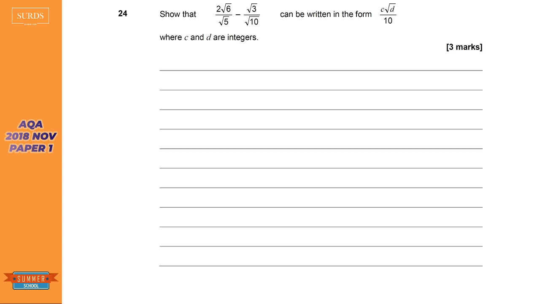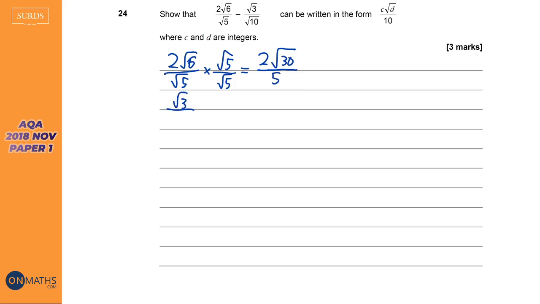So what I'm going to do is just rationalise the denominator on both of these, just like we did in the last question. So I'm going to times this by root 5 over root 5. That gives us, what, 2 root 30 over 5. I'm going to do the same with the other one. I'm just showing this separately, just so it's nice and clear what I'm doing.